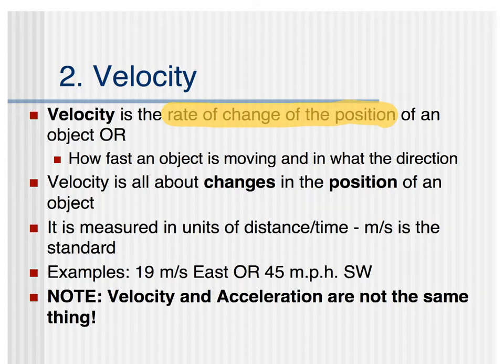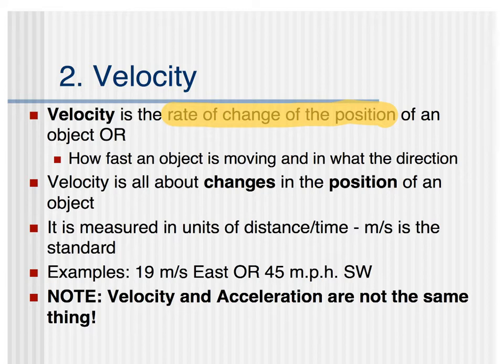Velocity is similar to speed. That's kind of the word that we typically use more often in everyday language. There is a technical difference between velocity and speed, which we'll get into in a little bit. Anytime we're talking about velocity, we're always going to have units for it of distance over time. So miles per hour would be an example of a unit for velocity. Our standard is going to be meters per second.